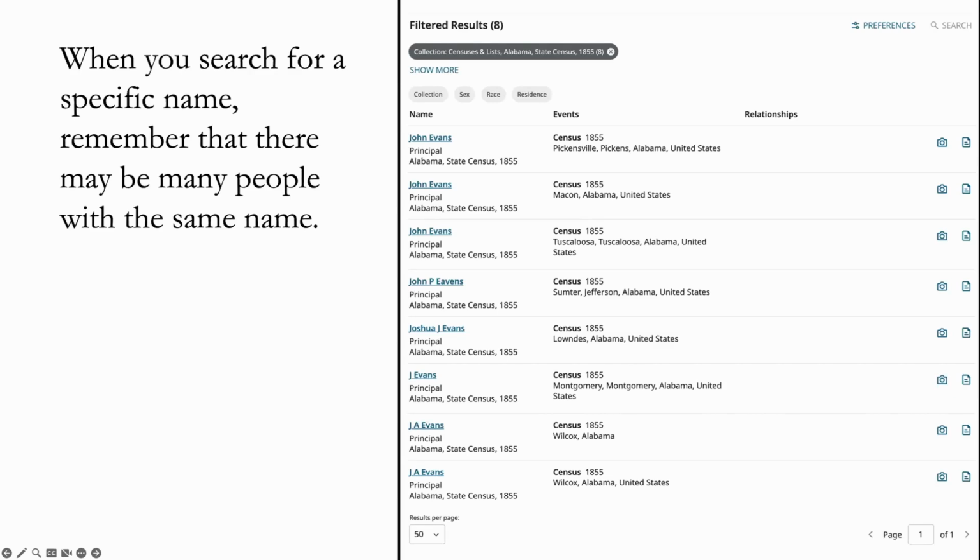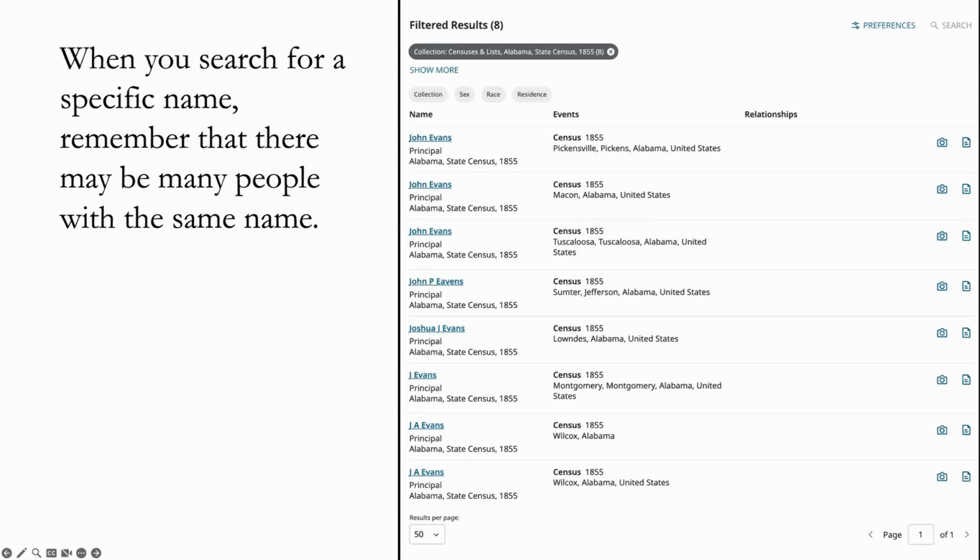This is kind of a reality, and the problem we get into, of course, is that if you make the conclusion that you have the same name, you have found the name, you found the person. The answer is it only is a person if that is the exact place where that person lived. So if you look at these people listed here, John Evans, John Evans, John Evans, John P. Evans, and so forth, you'll see that there are lots of very specific places: Pickensville, Alabama; Macon, Alabama; Tuscaloosa, Alabama; Sumter, Jefferson, Alabama. There's lots of places where these people lived.